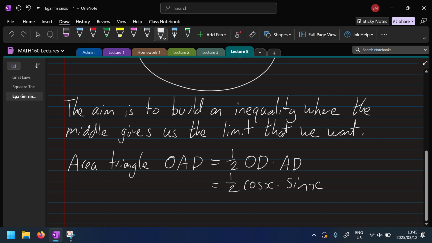Okay, everyone still with me? Okay, so we put the angle X, and we use trig to find the ratios for the sides of the triangle. Yeah, that's all we're doing.